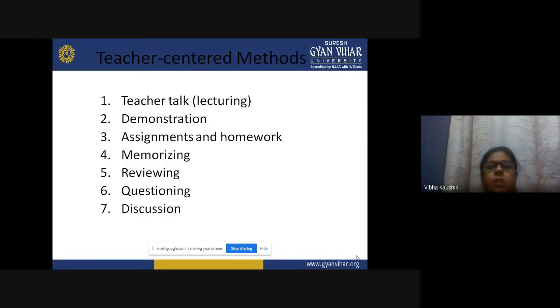Teacher-centered method. These are the different teacher-centered methods that the teacher can employ in the teaching-learning process. The first one is teacher talk, meaning lecturing. Second, demonstration. The teacher can demonstrate assignments and homework. Fourth one, memorizing. Fifth, review. Sixth, questioning. And the seventh one is discussion.